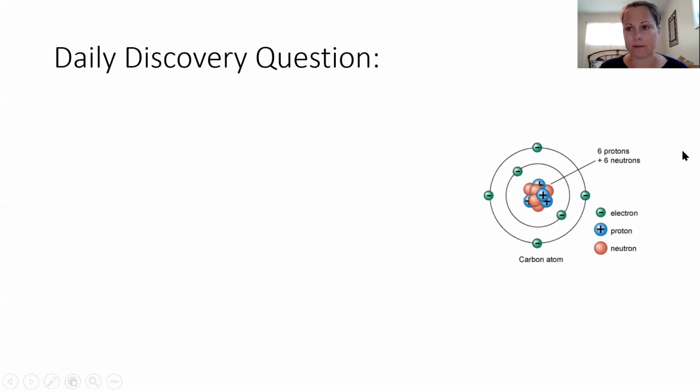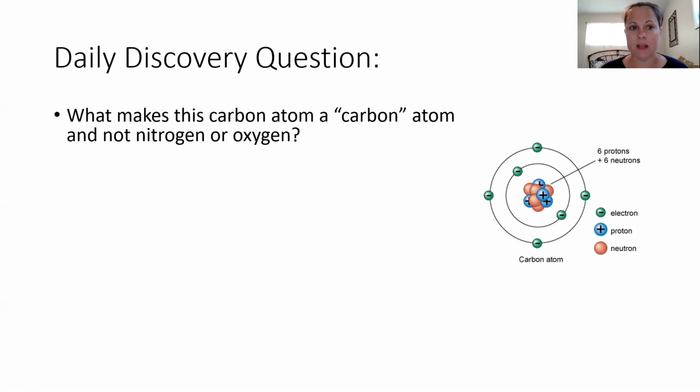So my daily discovery question is really just review in disguise. What you see to your right is a carbon atom and the subatomic particles that make up a carbon atom. So I want you to think about this question and answer it to yourself. What makes this carbon atom carbon and not nitrogen or oxygen? So basically we should be thinking about which subatomic particle identifies an element.